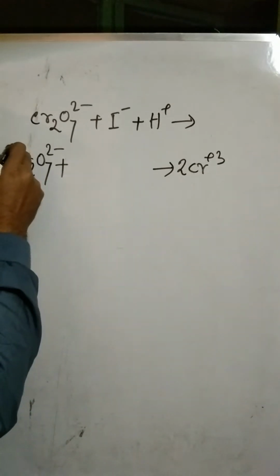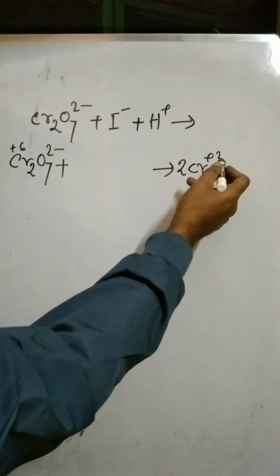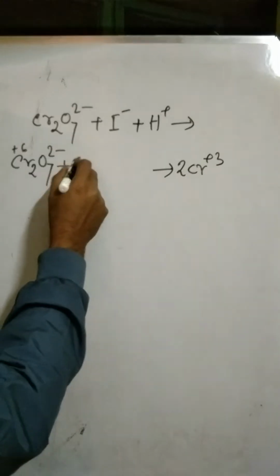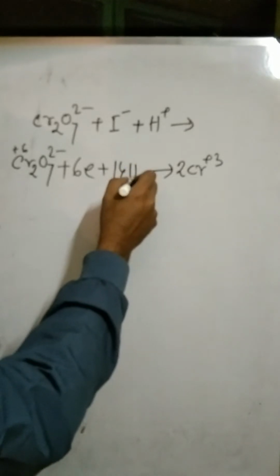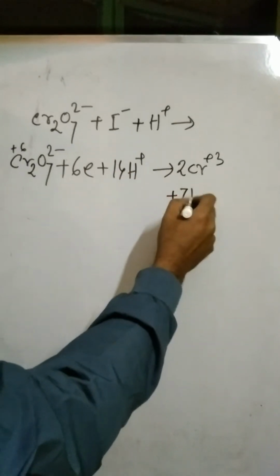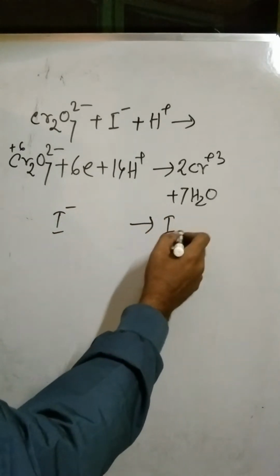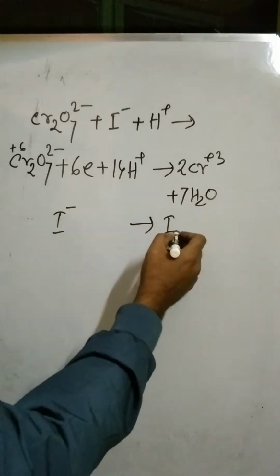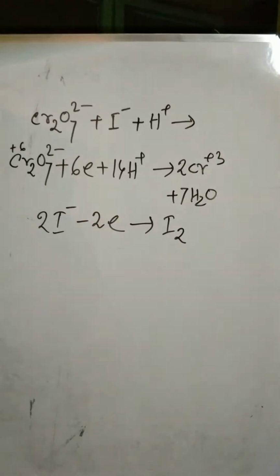Here the oxidation state of chromium is plus 6, for 2 chromium it is plus 12, and for 2 chromium plus 3 ion it is plus 6. So plus 12 to plus 6, 6 electrons are added and 14 H plus ions are needed to form 7 H2O. So this is the overall reduction process of dichromate ion in acid medium. Now when I minus ion is taken, I minus will get oxidized, 2 I minus will form I2 by removal of 2 electrons. Now we need to counterbalance the electrons.